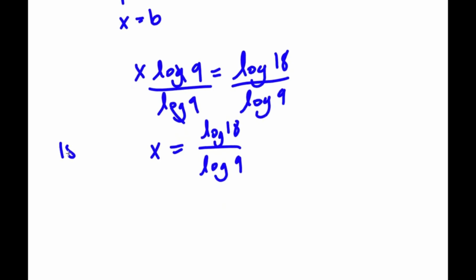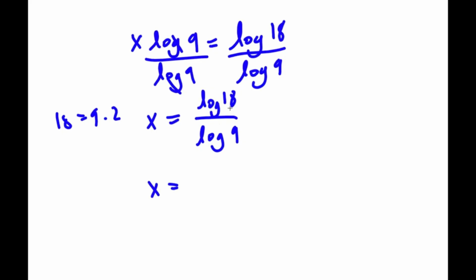Now 18 is equal to 9 times 2. So I'm going to rewrite log 18 as log 9 times 2. And now we're dividing this by log 9.